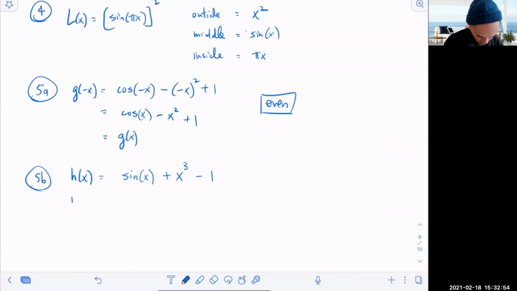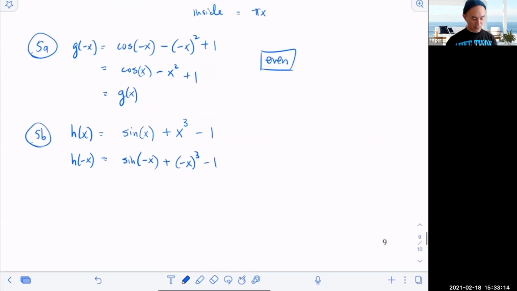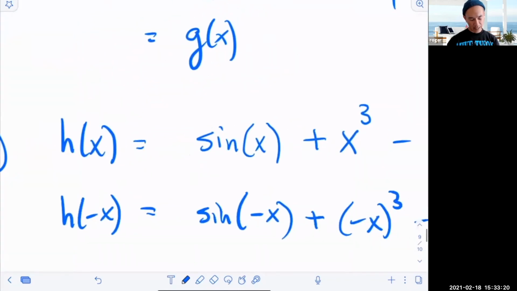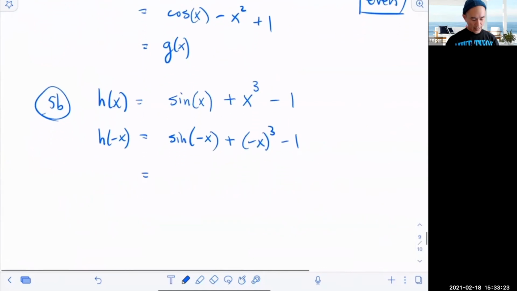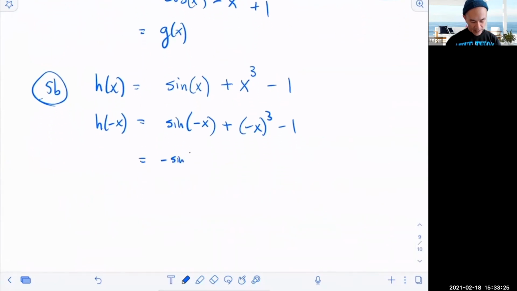So we want h of negative x. So what we're going to do is plug in sine of negative x plus negative x cubed minus 1, like this, right? And how does this thing simplify? Well, we know that sine is odd. So that means when you insert a negative x, that's the same thing as negative sine of x.